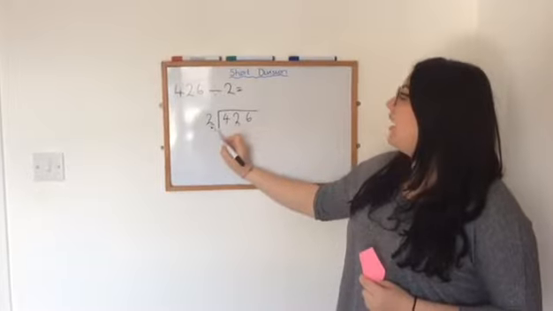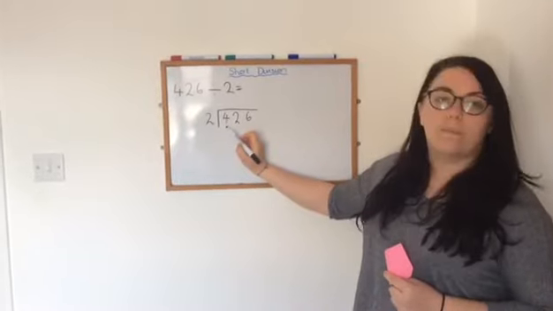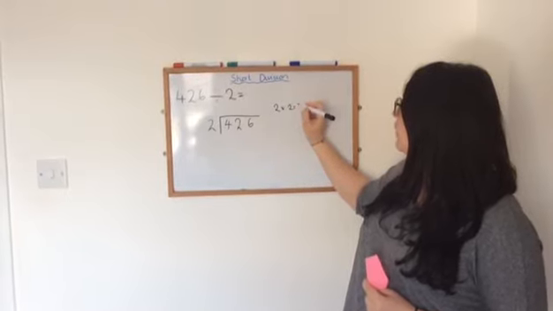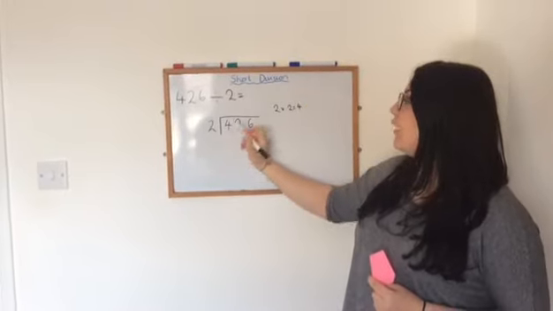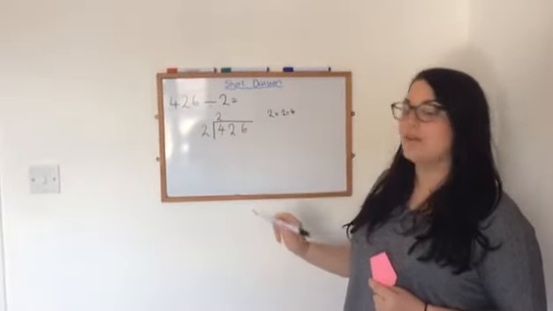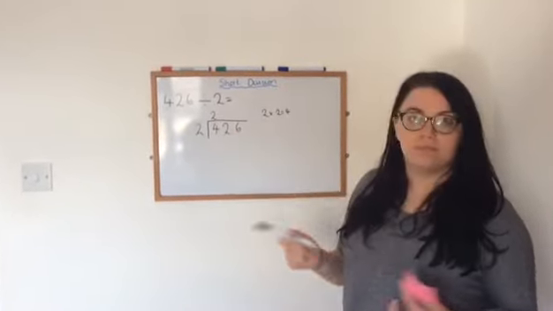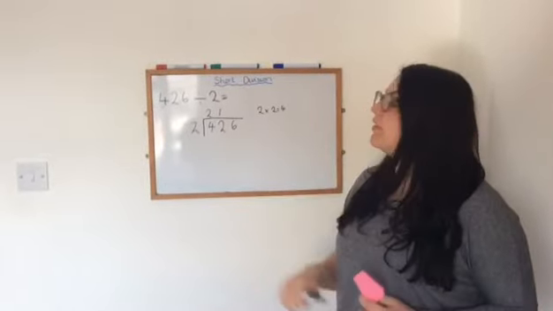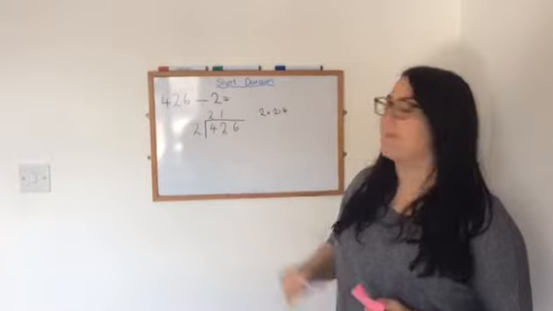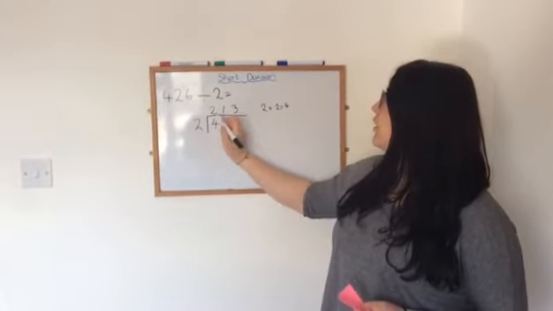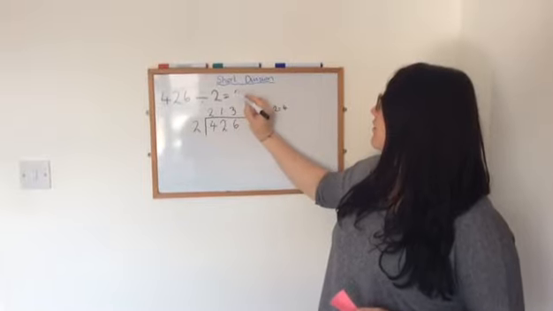So, how many 2's go into 4? We know that 2 times 2 is 4, so 2 must go in twice. We put the 2 on top. Nice and simple. How many 2's go into 2? It's 1. And then how many 2's go into 6? It's 3. So we know that 426 divided by 2 is 213.